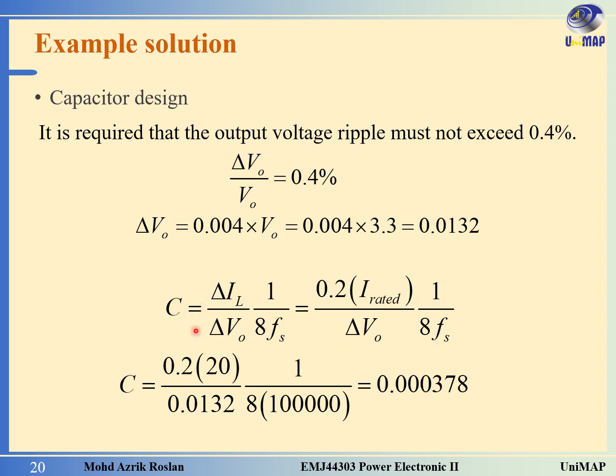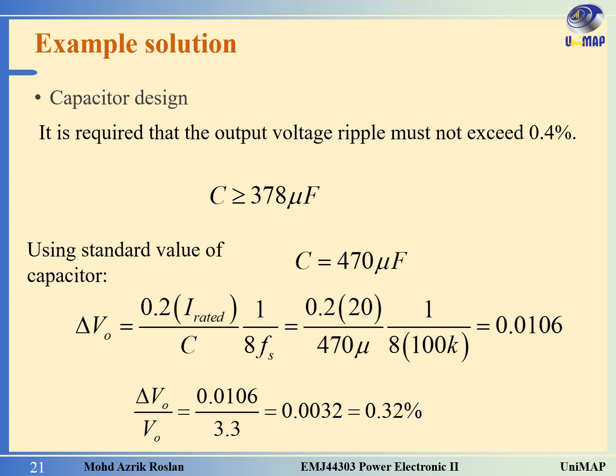The capacitor value is equal to delta IL divided by delta V out, multiplied by 1 over 8 Fs. When we substitute everything in this equation, we will find the capacitor value is 0.000378, or in other terms 378 microfarad. This is not a standard value, so we must find the standard value for the capacitor. The nearest one is 470 microfarad.